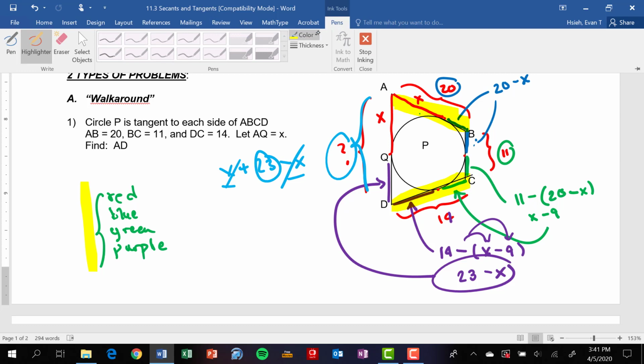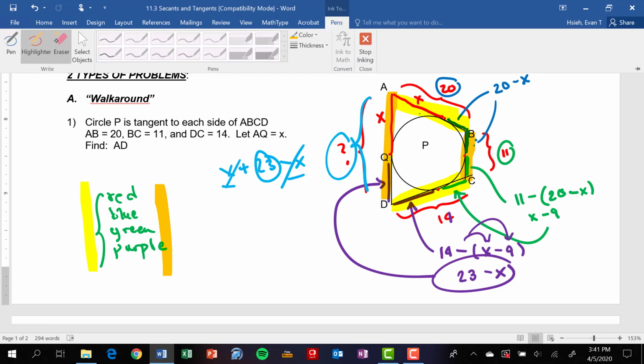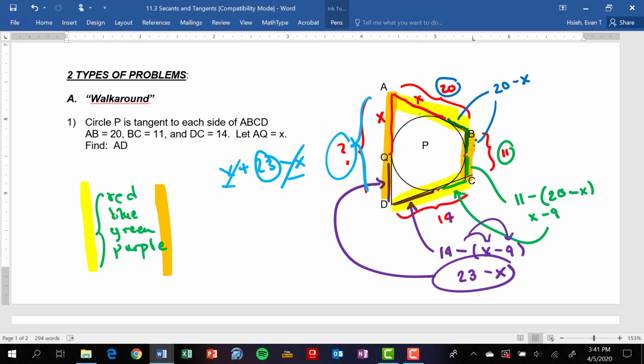And if I look at the other two highlighted portions right here and here in orange, I get exactly the same thing. I get a red, I get a blue, I get a green, I get a purple. And that's always going to be the case. So that means that, if you think about it, the two sides in the yellow have to be equal to the two sides in the orange there. Okay, and that's always going to be the case with a four-sided figure tangent to a circle on the inside.